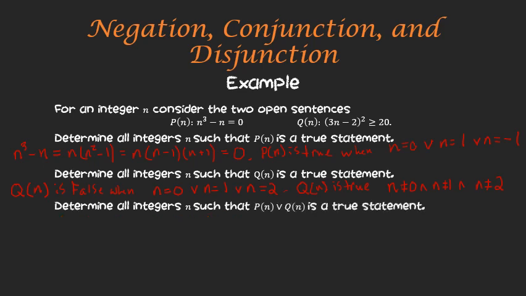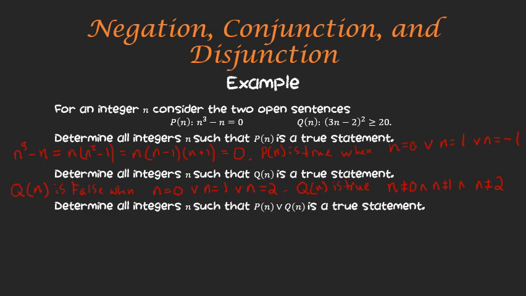So first we'll look at a disjunction between the two, P of n or Q of n, and we know this is true precisely when P of n is true or Q of n is true. So P of n is true only at these three values, 0, 1, and negative 1. So that'll make P of n or Q of n true at any of these three values. And then Q of n is true for all these other values, so anything that's not 0, 1, or 2. So it's looking like anything will make this true except when n is 2. So that'll be the big problem.